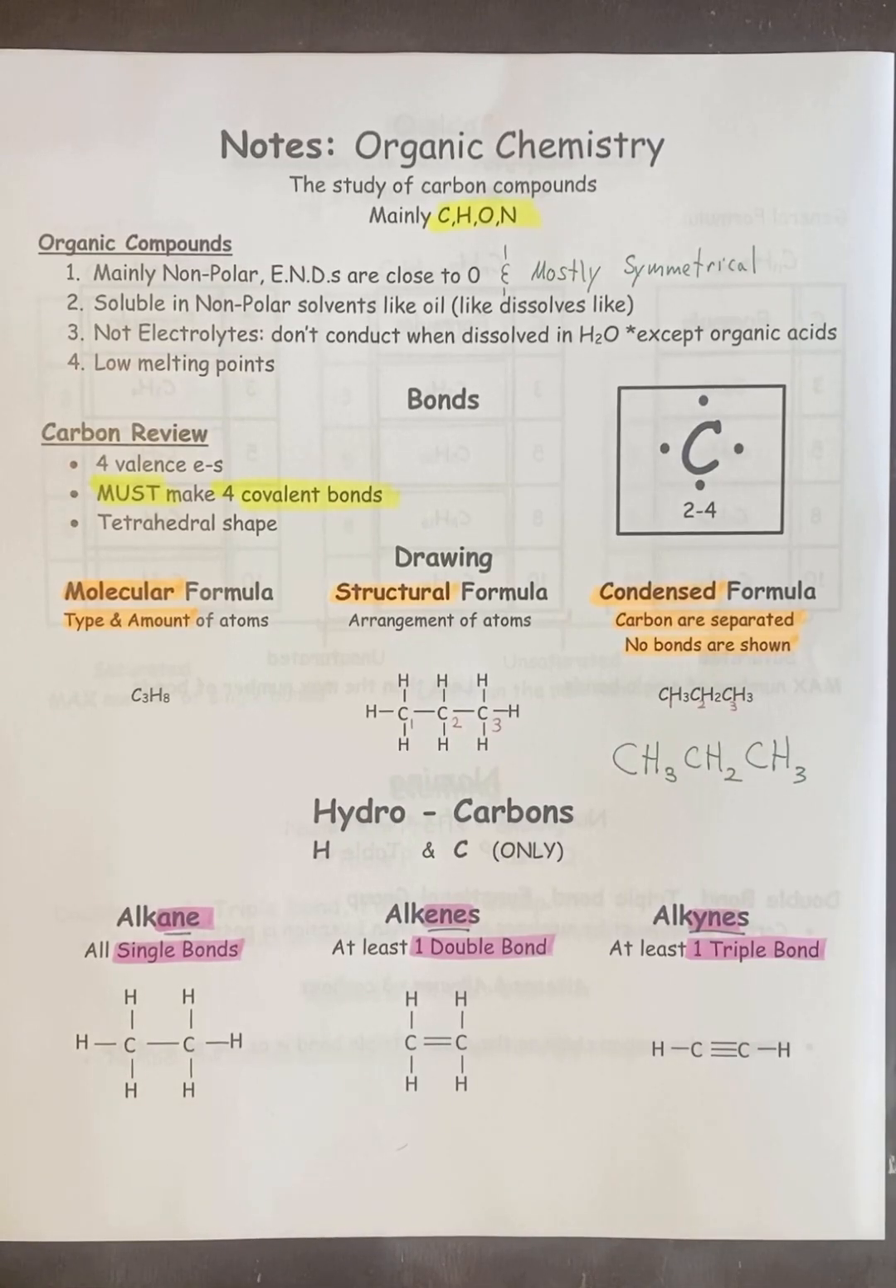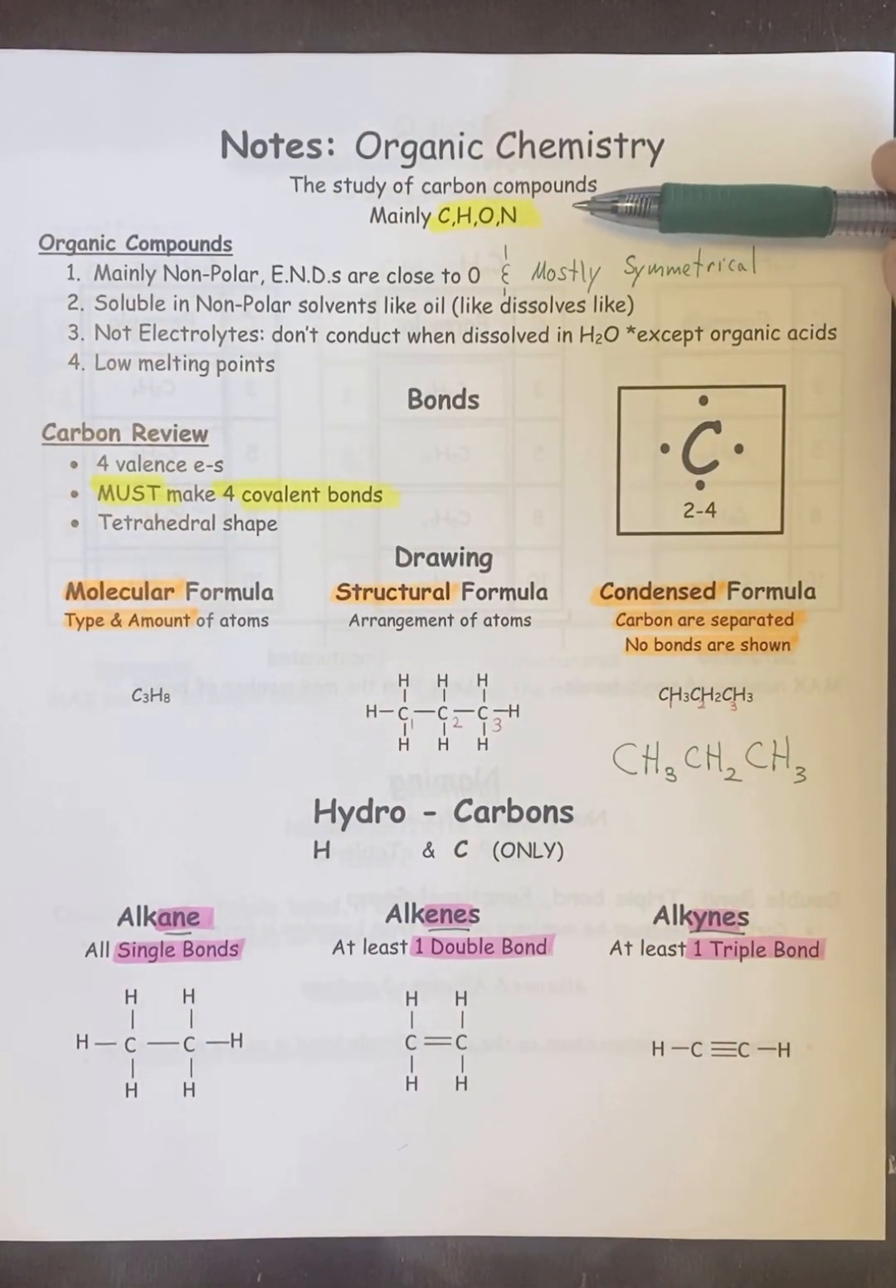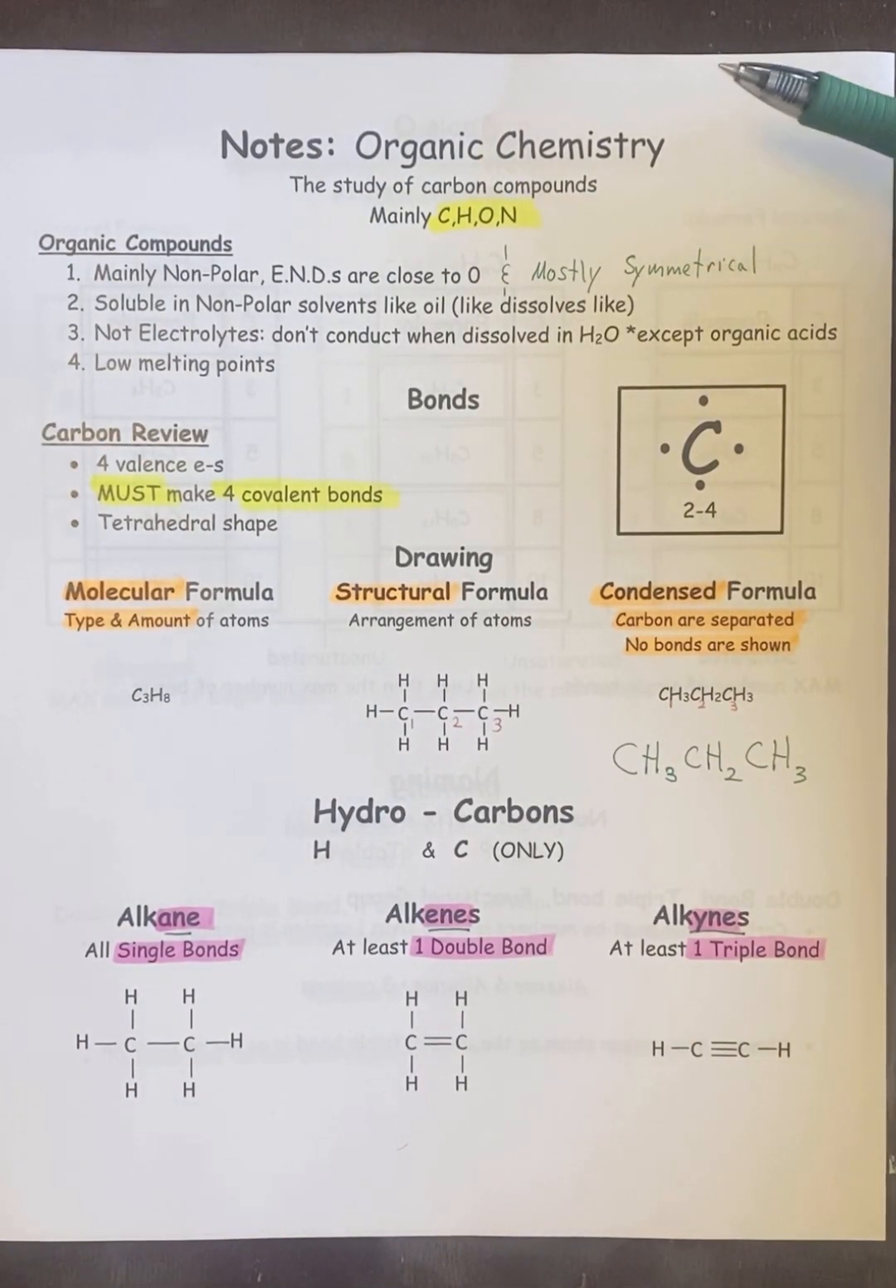Today we're going to be introducing organic chemistry. So organic chemistry is the study of carbon, specifically how carbon interacts with hydrogen, oxygen, or nitrogen, but there could be other elements in there as well. So some generalizations about organic compounds.